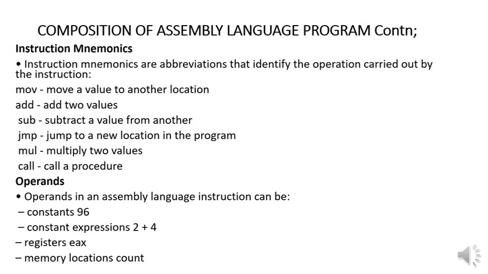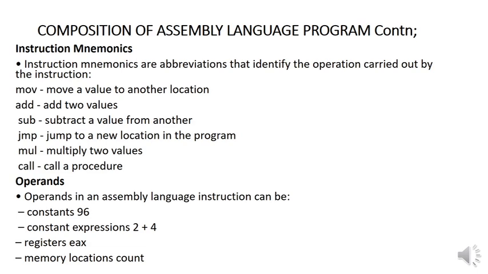MOV means to move a value to another location. That is what, if you see MOV, you are moving from one location to another. Then ADD, it is either you are adding two values together. SUB means subtract a value from another. JMP means jump to a new location in the program. Then MUL means multiply two numbers, two variables. Then CALL means to call a procedure.